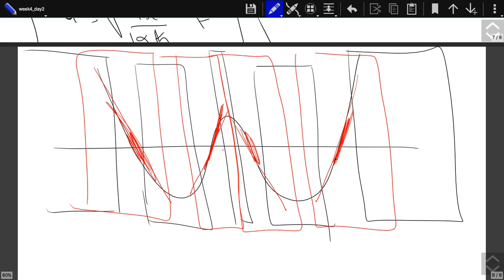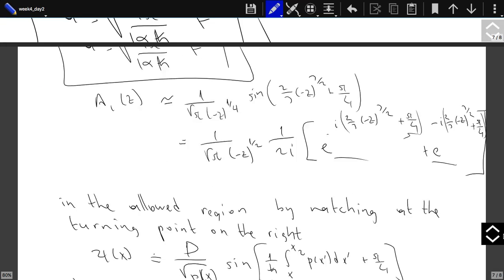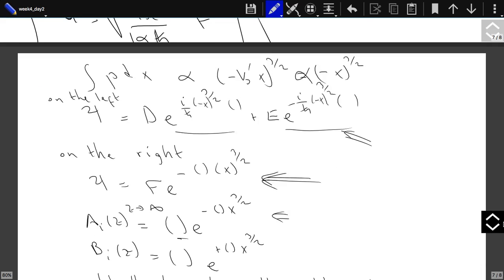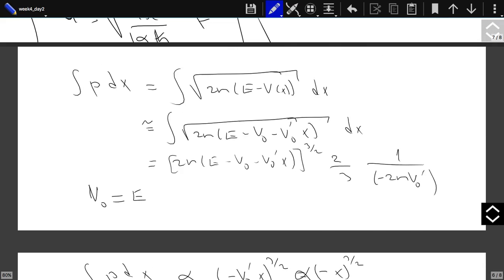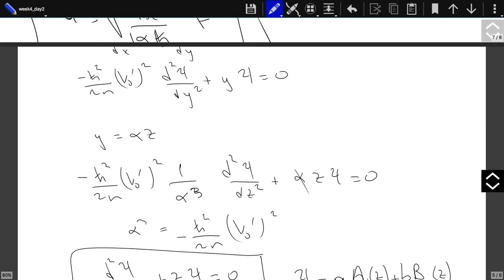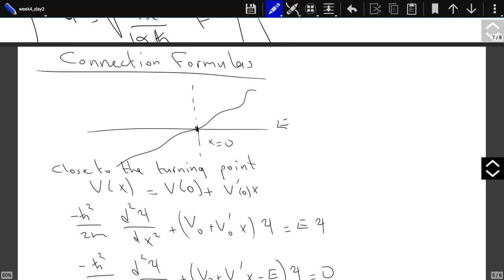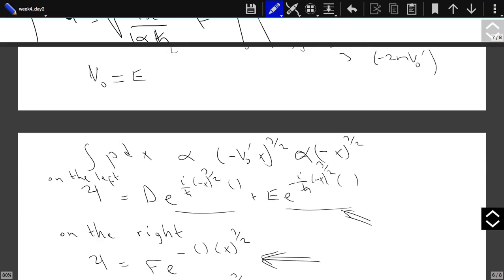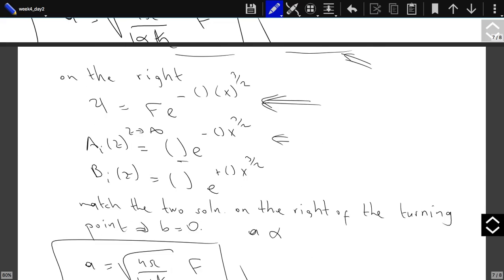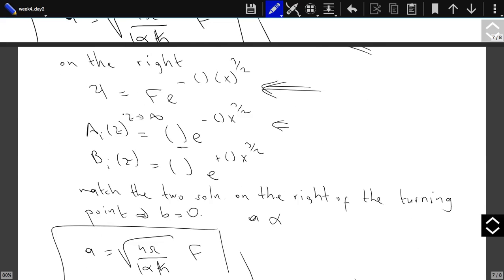There is one catch though. Not so bad. This expansion of the Airy functions. Where did I have them? Yes, this one.